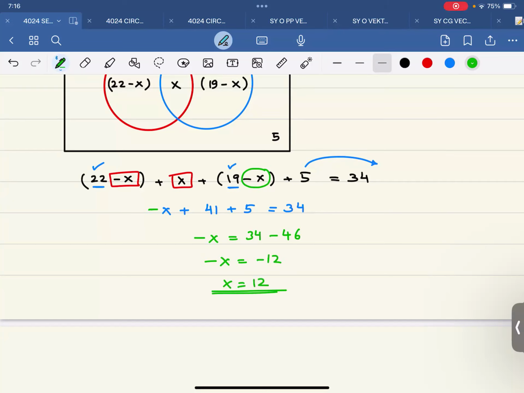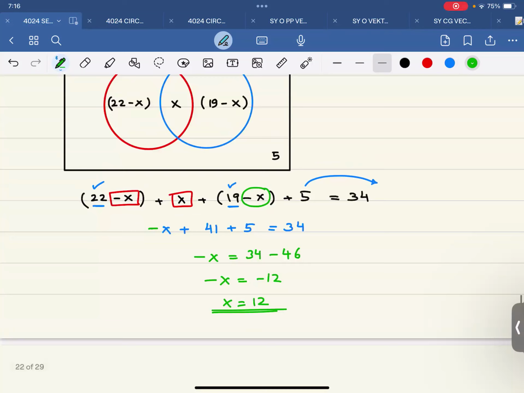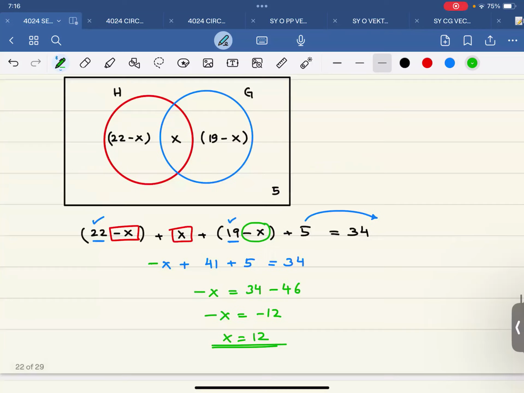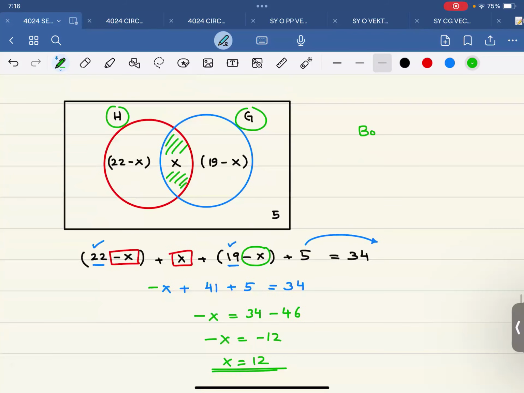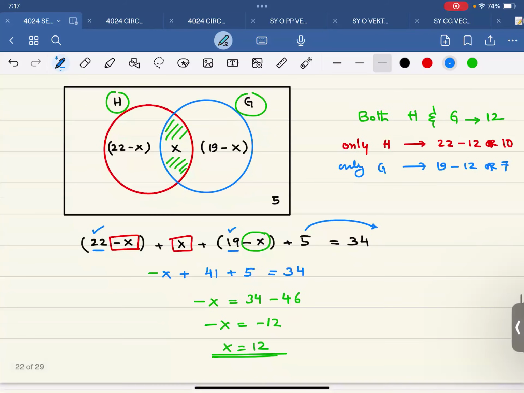Who are these people? These are those who take both history and geography. So let me write it over here. Both history and geography, that is 12. If I write only history, that is 22 minus 12, which comes out to be 10. If I write only geography, that is 19 minus 12, that comes out to be 7. Neither nor is already given over here.